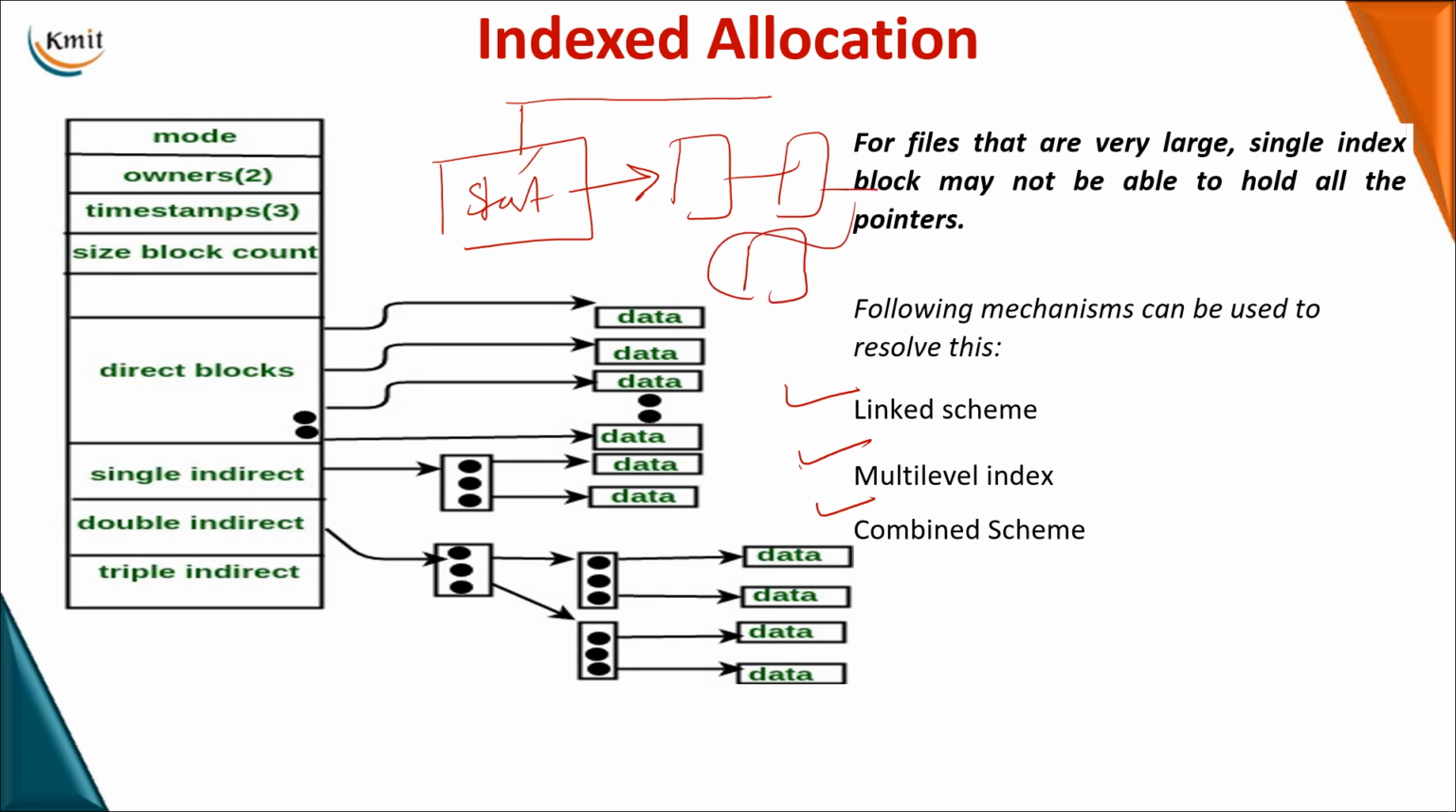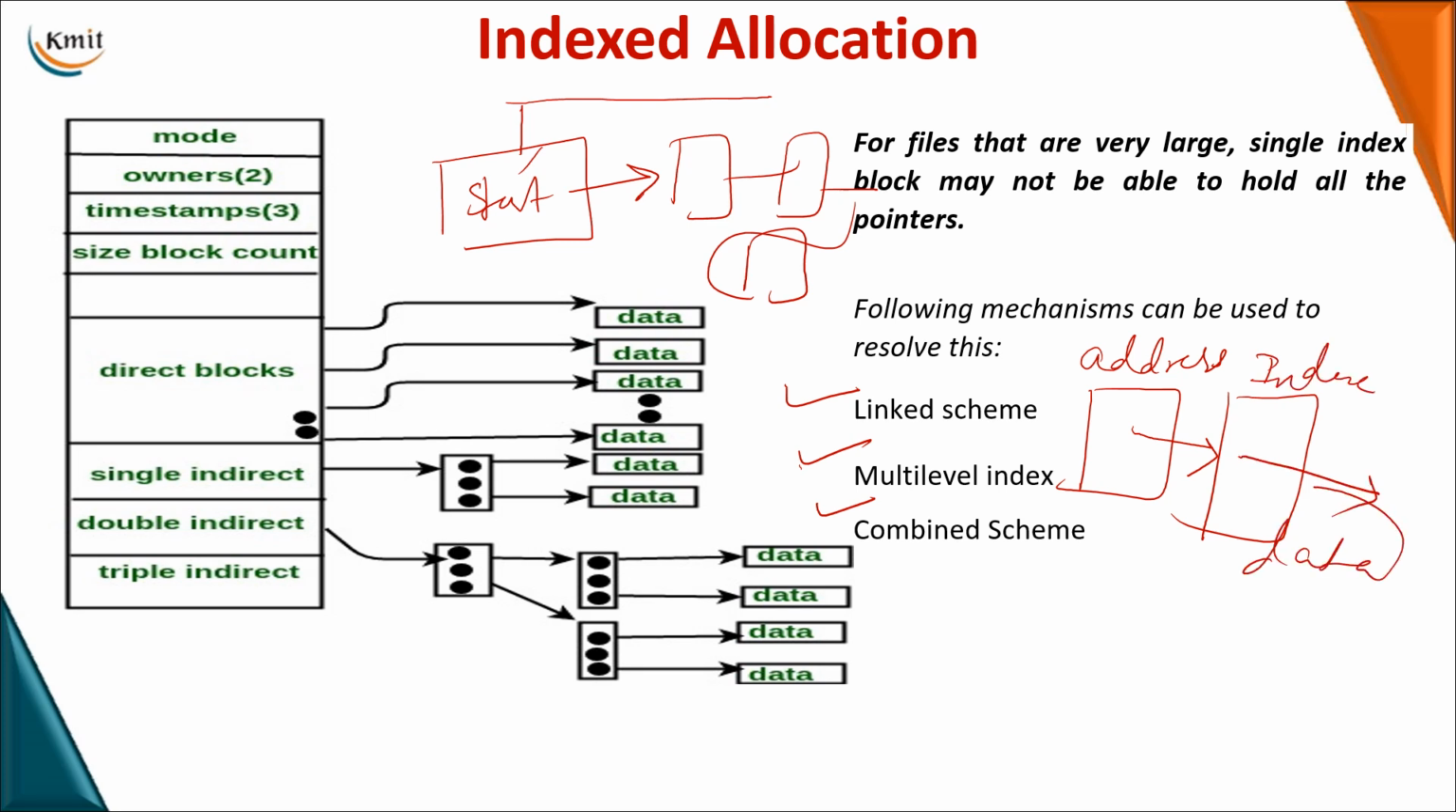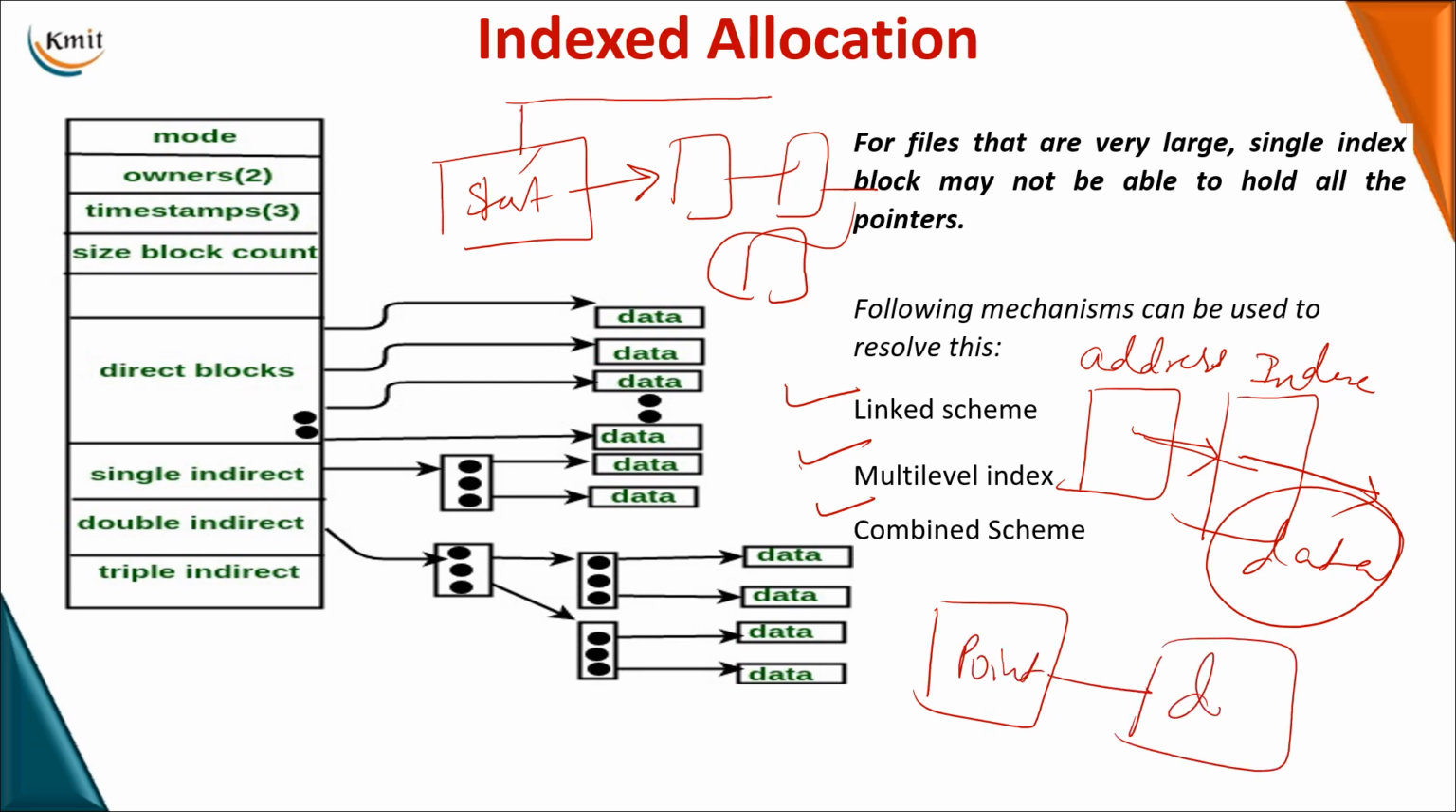In the multi-level index scheme, you have two levels. On one level, you point to the actual index block, which works the same as a pointer to pointer. This level just contains the address of the index block, and this is your actual index block. From the index blocks, you get your data. So in order to reach the data, you need to move through two pointers. Whereas in the linked scheme, this is just one pointer, and using this pointer, you can actually access your data.